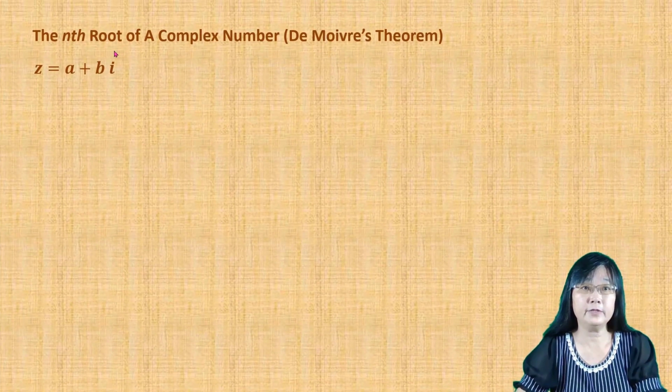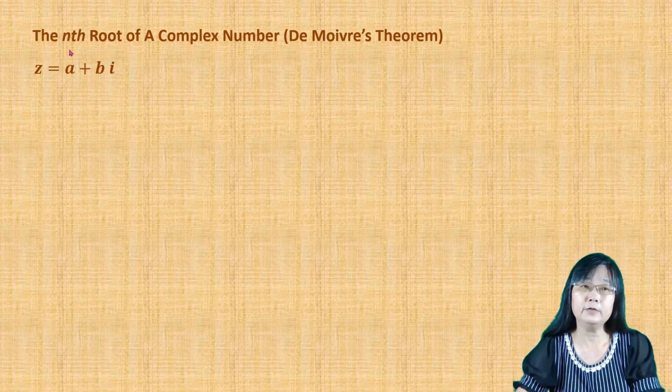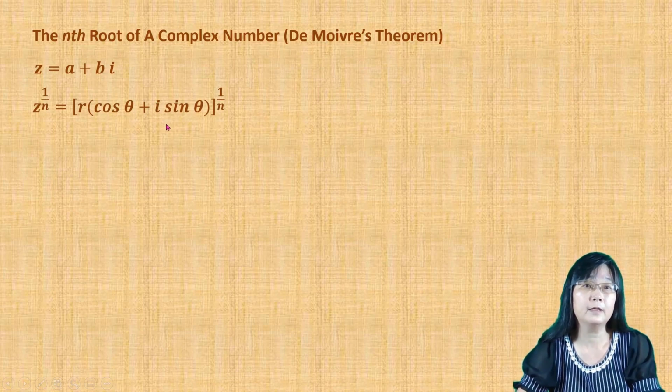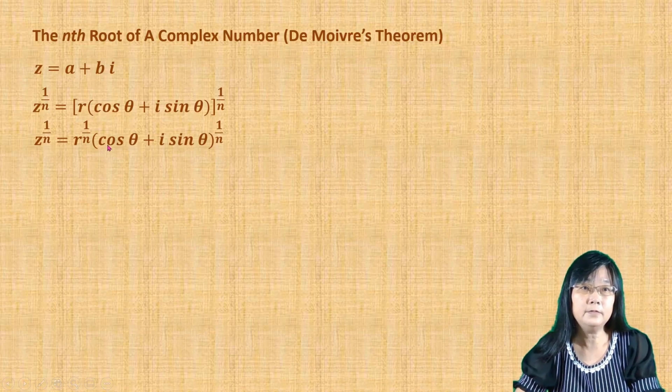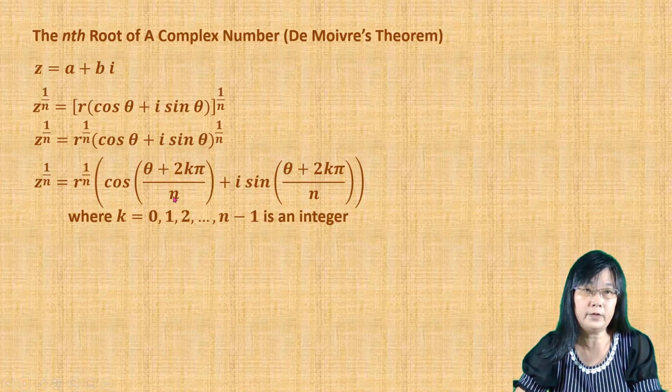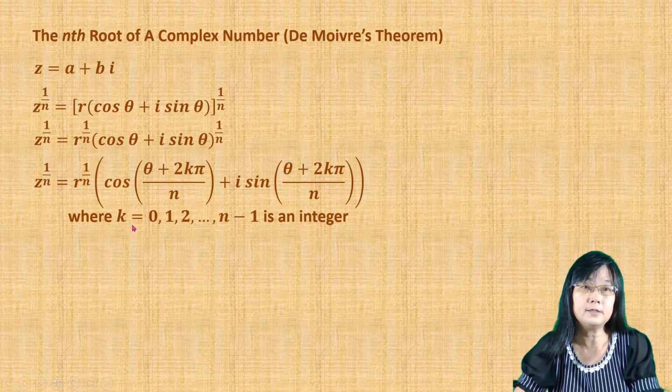Now we go to n roots of complex numbers. If we want to find the n root of a complex number by using the Moivre's theorem, first we need to change the complex number into polar form. Then we separate the power. Under the Moivre's theorem, (cos theta plus i sin theta) power 1 over n, the argument becomes theta plus 2k pi over n, where k is equal to 0, 1, 2 until n minus 1.